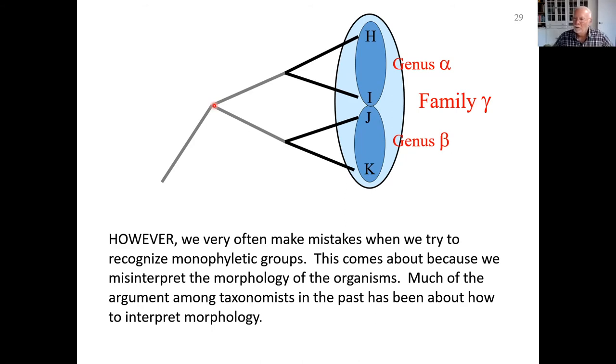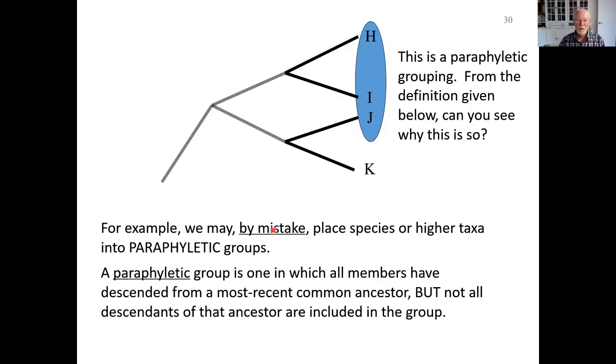The trouble with constructing a phylogenetic tree or a taxonomic system is that we very often make mistakes. And we make mistakes usually because we misinterpret the morphology of the organisms. We look at the structures and we think, oh, these two are not related, or oh, these two are closely related. But we make mistakes, and this happens very frequently. Much of the argument that occurs between taxonomists has been about how to interpret morphology. So we may, by mistake, place species or genera or families into paraphyletic groups.